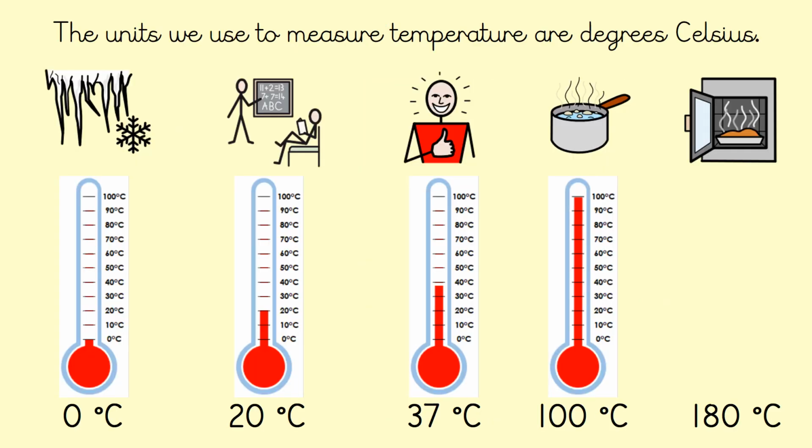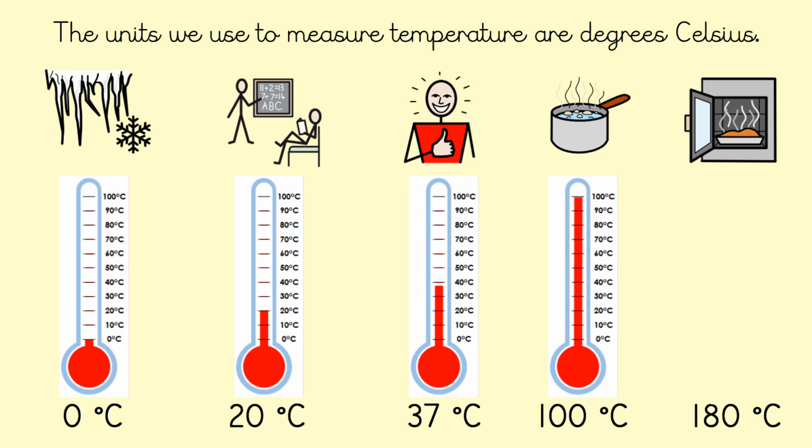When we are measuring temperature, we use a unit called degrees Celsius. You might remember from length, we use meters and centimeters. In time, we use seconds and minutes and hours and days and weeks and months and years. In money, we use pennies and pounds. For temperature, we'll only be using one unit to measure, and that is degrees Celsius.